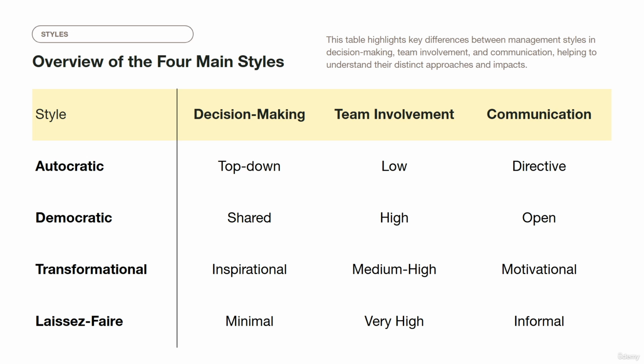Democratic means that decision making is shared. So the management will listen and pay attention to the ideas of their team. So the team is involved a lot, and communication is open, going both up and down the hierarchy. Typically in Europe, this tends to be the way that things are done.